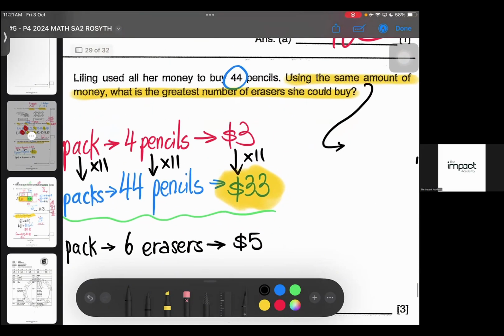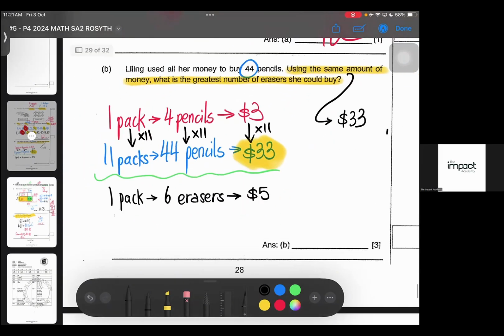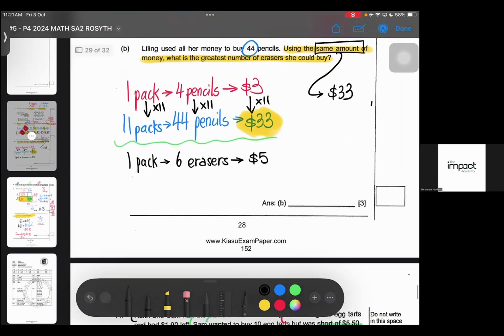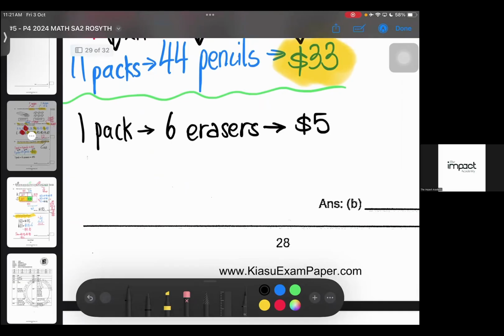What is the same amount? The same amount in this situation is $33. Do you understand or don't understand? All right. The same amount in this situation is $33. So with $33, how many packets can she buy?